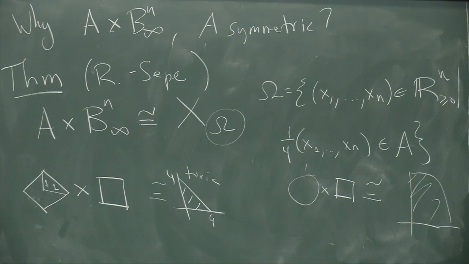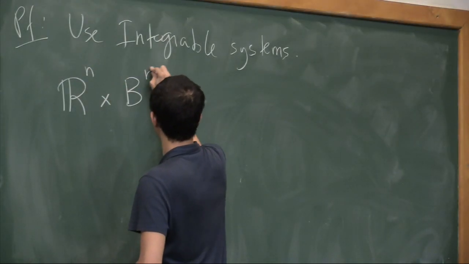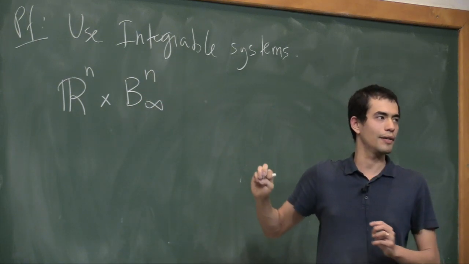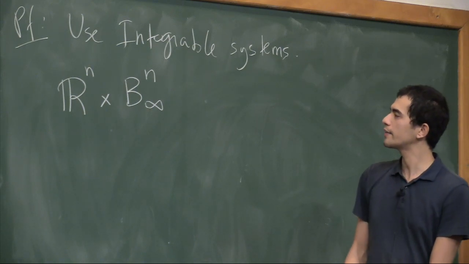So how do we prove this theorem? Here's where you have to use integrable systems. So how do we do that? Well, basically, first you start with Rn times the cube, and you can kind of do it all at once for all the symmetric domains. So, actually, no, let's just do it like this.